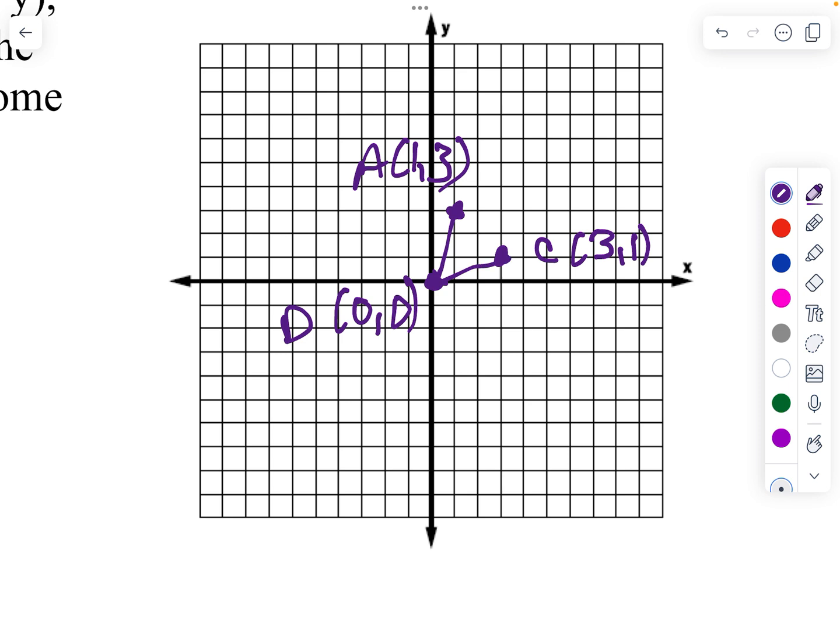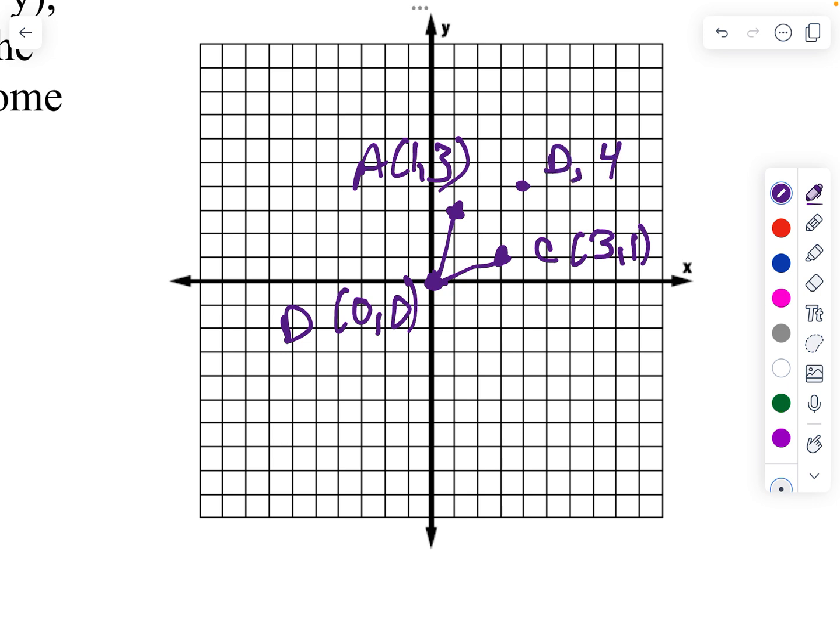Now I know the opposite sides are congruent. The adjacent sides are congruent. I know the opposite sides are parallel. So to find point B, let's just copy the distance from D to A in the same slope. From 0 to 1, I'm going over 1. So at point C, I'm going to go over 1, I'm going to be at 4. And I'm going up 3. 1 plus 3 is 4. So in other words, point B is at (4, 4).